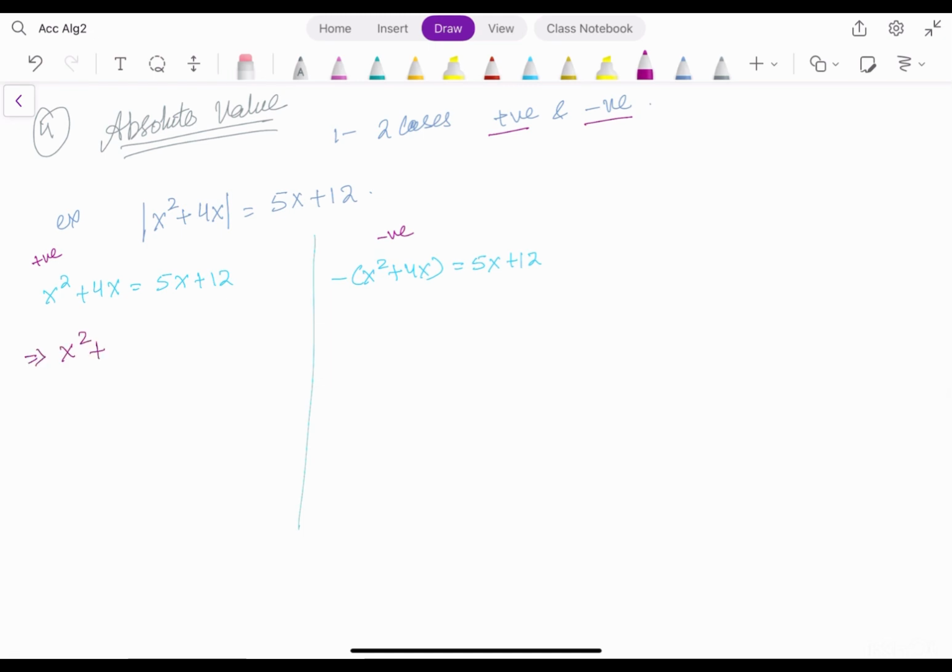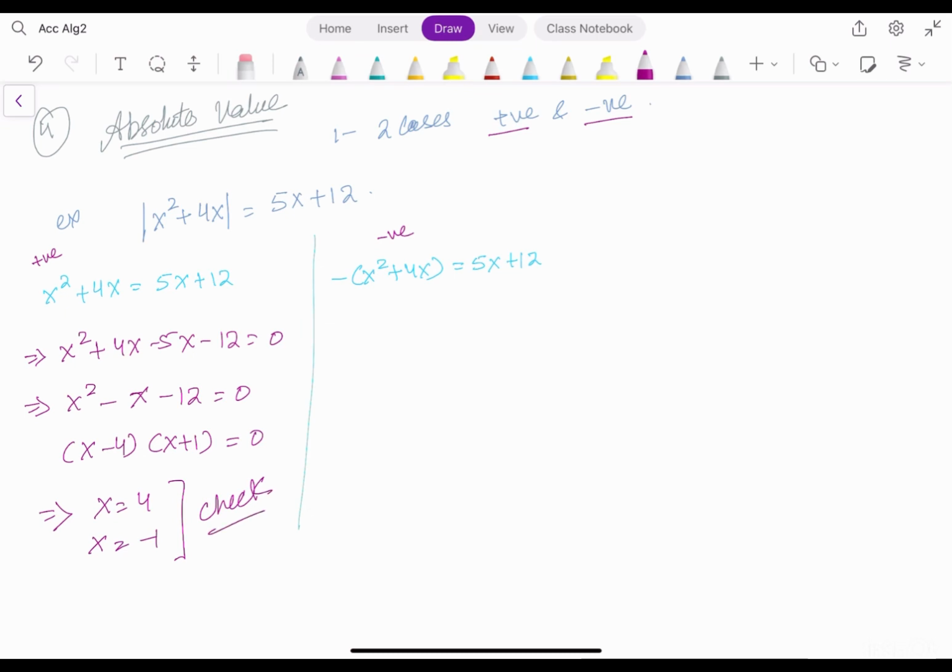Let's solve it just like a simple equation and make it a quadratic, combining the like terms. Minus x minus 12 is equal to 0, and we can factor it out. If you factor it out, you will get (x minus 4) and (x plus 1) is equal to 0. With that, we will get two roots, x is equal to 4 and x is equal to negative 1. And we need to check it in the original equation.